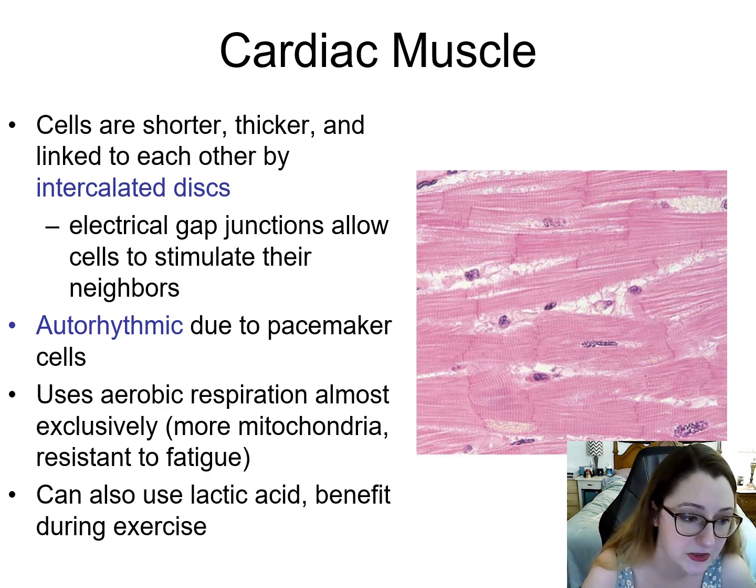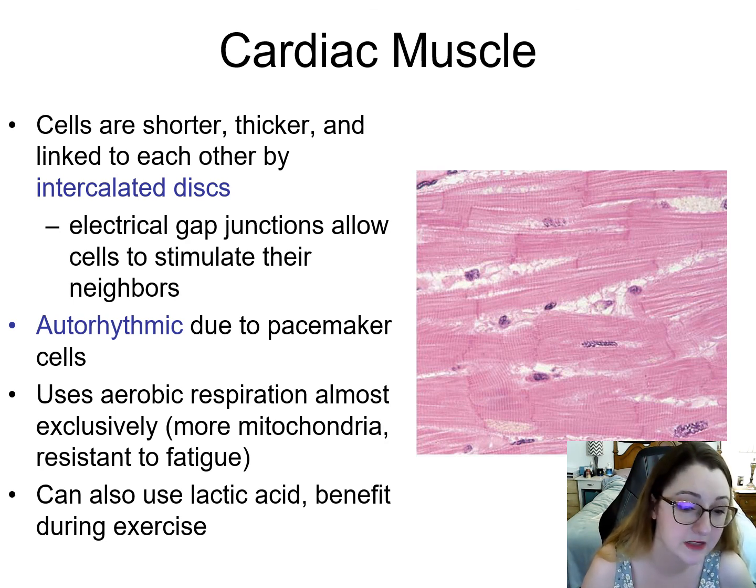It is going to use aerobic respiration almost exclusively. It is going to contain more mitochondria than the other two types of muscle tissue, and it is resistant to fatigue. That is a very good and important thing to make note of. If your heart was to experience fatigue, you would die. Your heart has to beat constantly, and you don't control it. So if it did get tired, that wouldn't be a good thing.